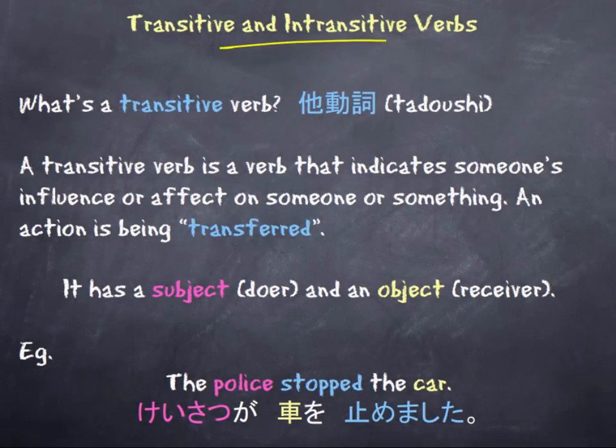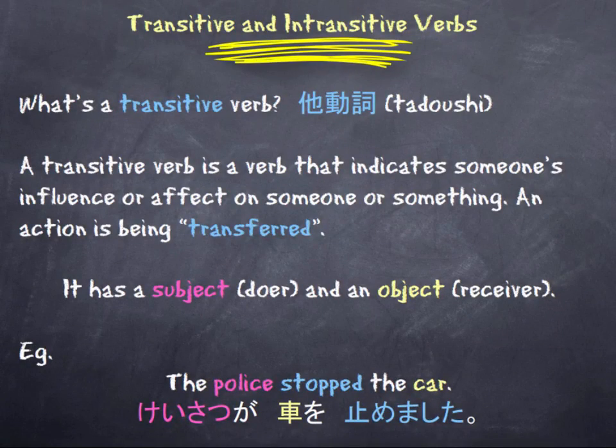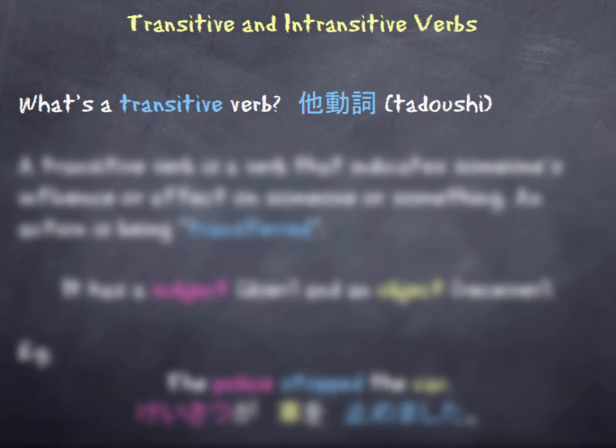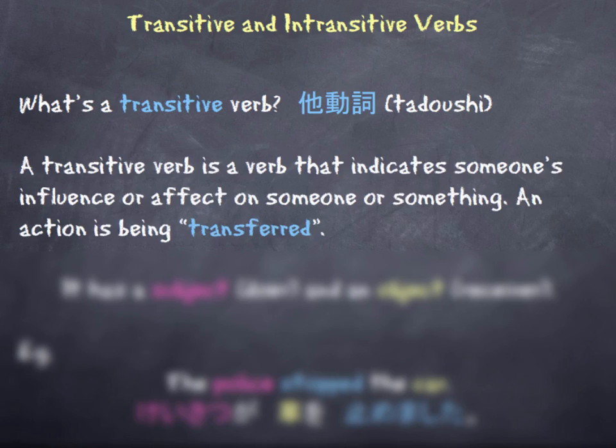Hey guys, today we're going to take a look at transitive and intransitive verbs. We'll start here with transitive verbs, otherwise known as tadoshi in Japanese. And a transitive verb is a verb that indicates someone's influence or effect on someone or something. Basically, an action is being transferred onto something else.